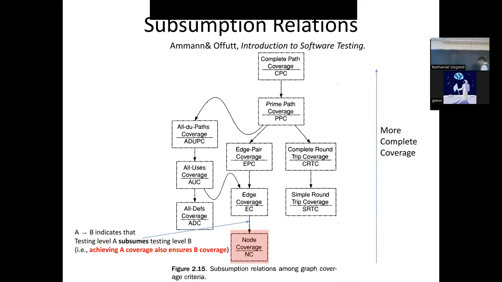Subsumes. Edge-based testing subsumes state-based testing, or node-based testing. In other words, if you do edge-based testing, I'm guaranteed to have done state-based testing, because I'm doing at least as much of that, and generally I'm doing more than that.